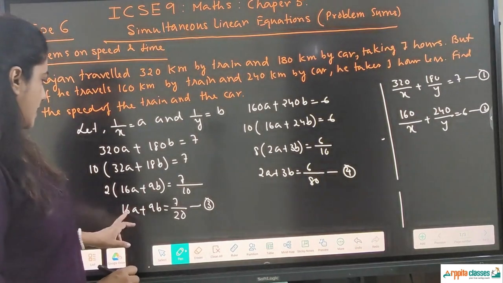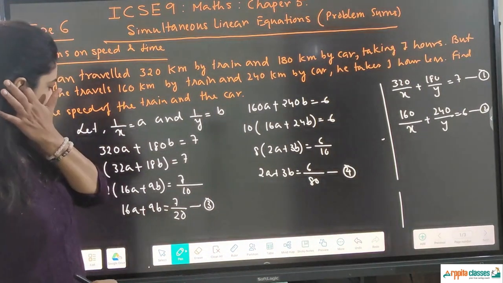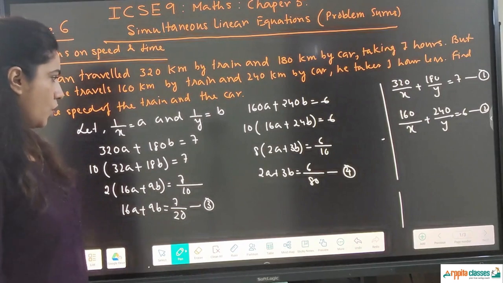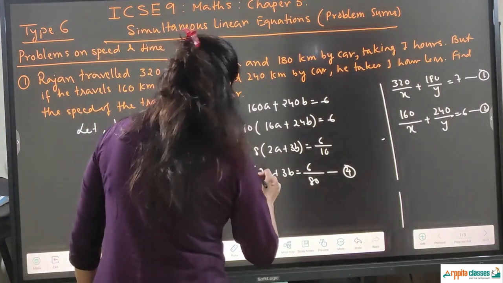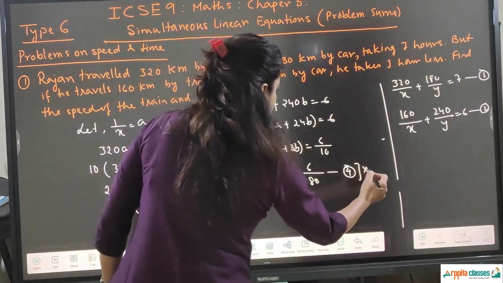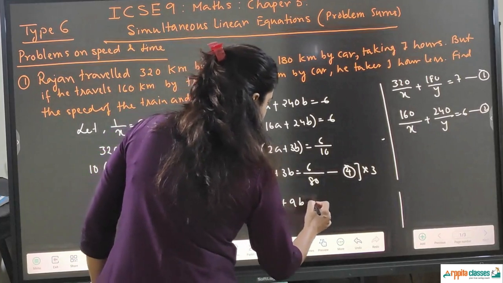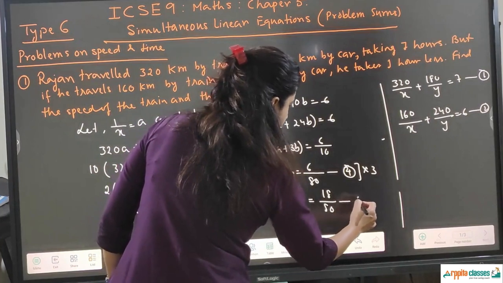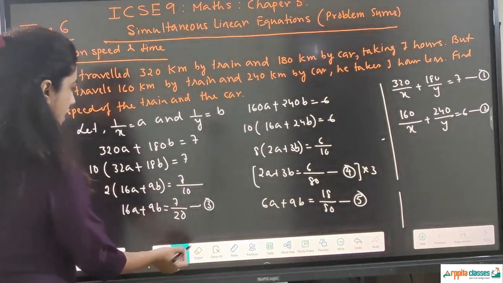So here I can see this is 16a plus 9b and this is 2a plus 3b. So what I can do, either I can cancel a or I can cancel b. So let us consider b. I multiply this whole equation by 3. So this will become 6a plus 9b is equal to 18 upon 80. That's my equation 5. Now I'll just subtract the two equations.